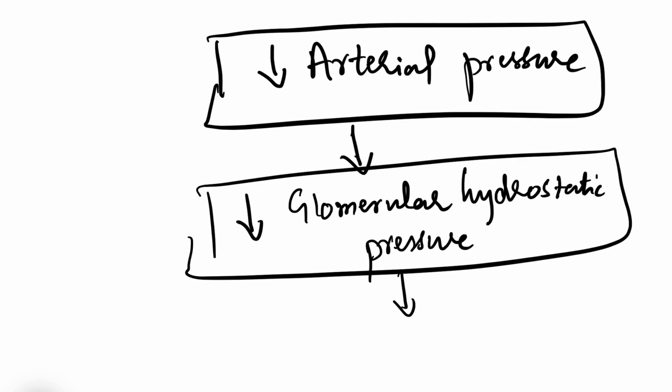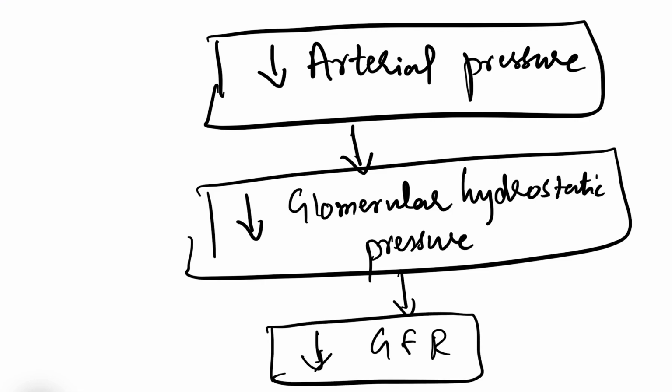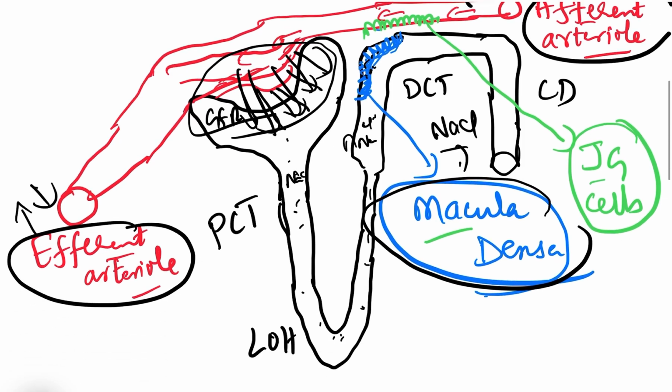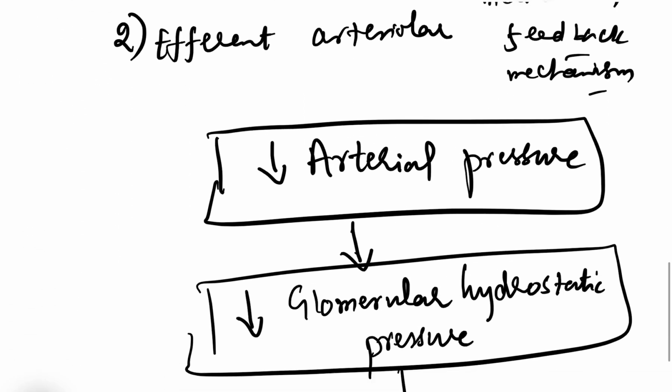So this will ultimately lead to a decrease in the GFR. Hope this is very clear to you. That is, a decrease in the blood pressure ultimately causes a decrease in the glomerular filtration rate. Now, glomerular filtration rate means the filtration at the level of this glomerular membrane. So normally it is 125 ml per minute. So a decrease in the blood pressure causes a decrease in the GFR.